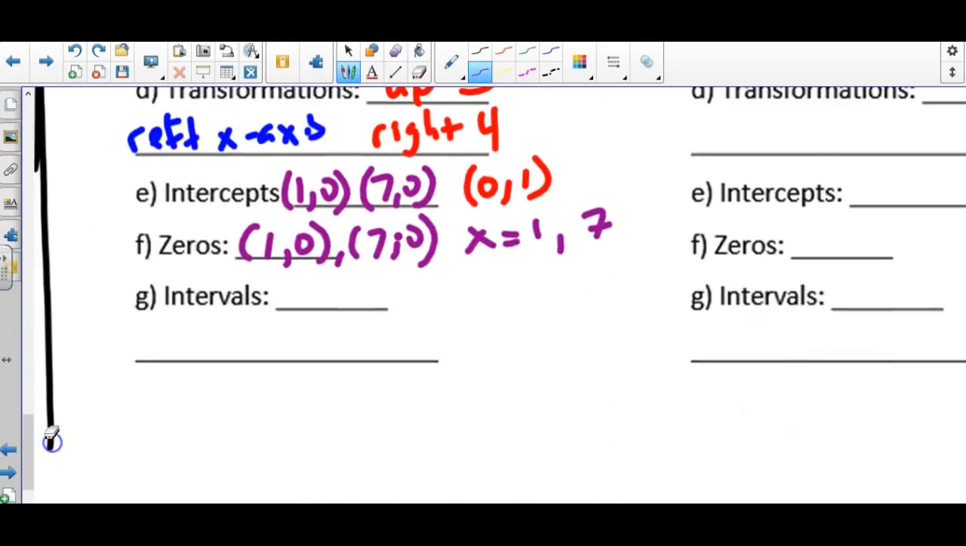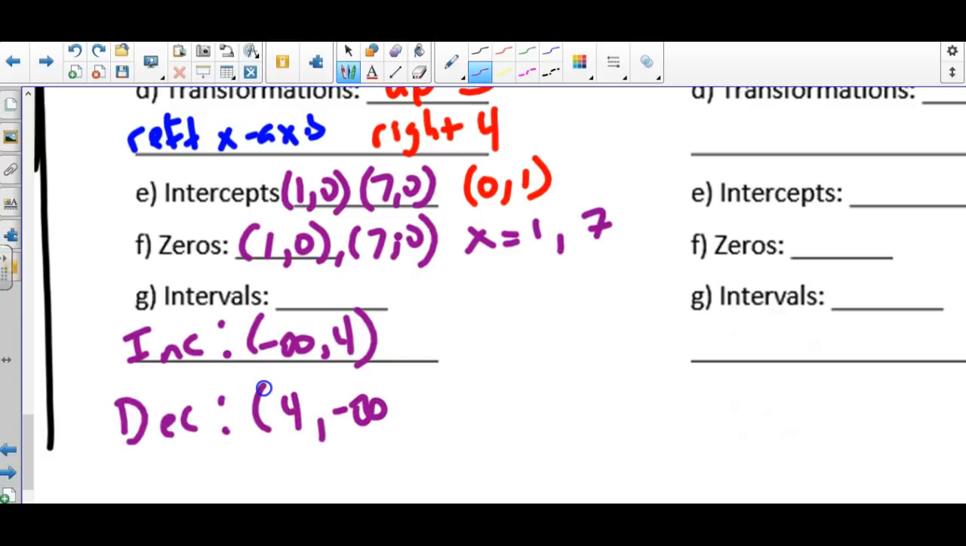So here we go. Increase, we said, was negative infinity to 4. And decrease is going to be 4 to positive infinity.